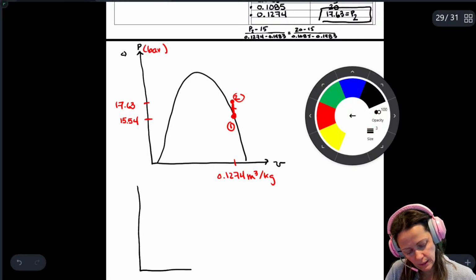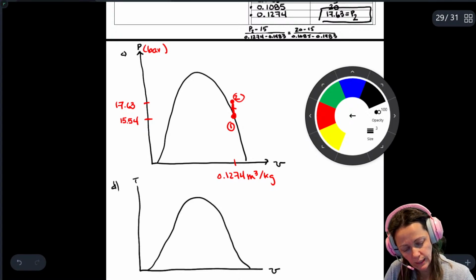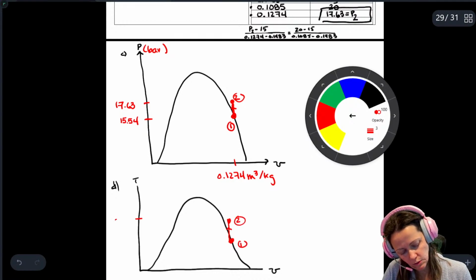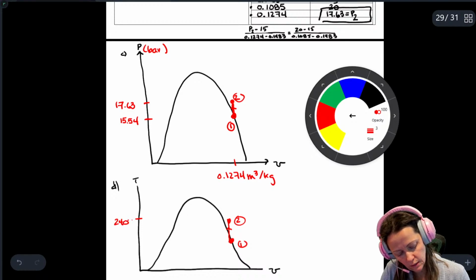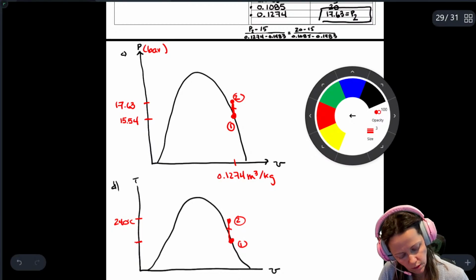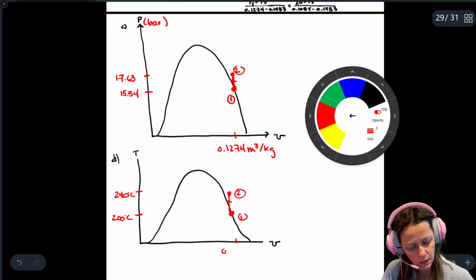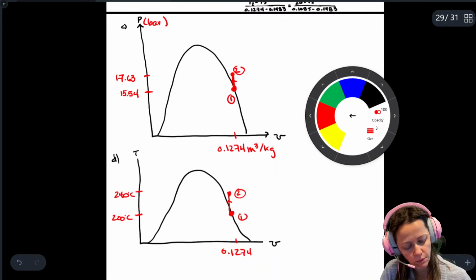And we could do the same thing on our TV diagram. The line of constant volume is still straight up and down. So this is 240 degrees Celsius, this was 100 degrees Celsius, and of course this is that 0.1274 number.